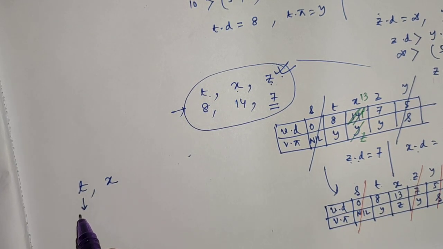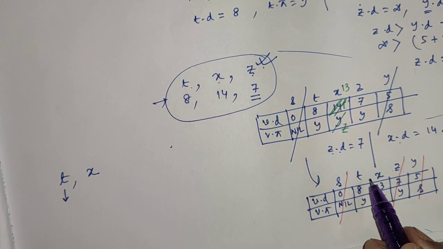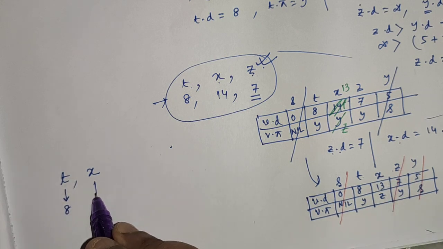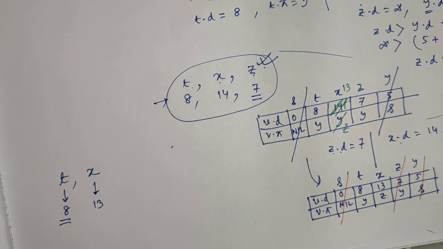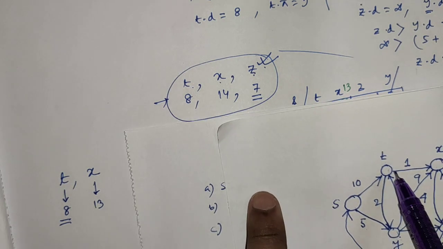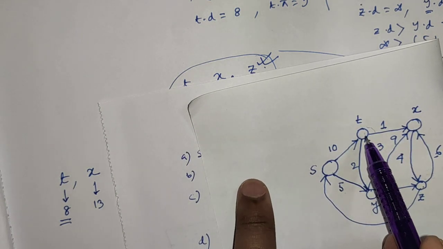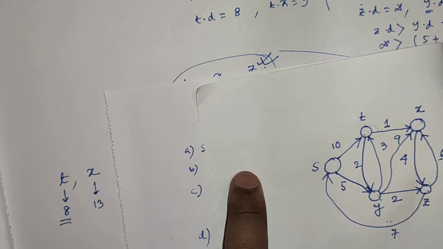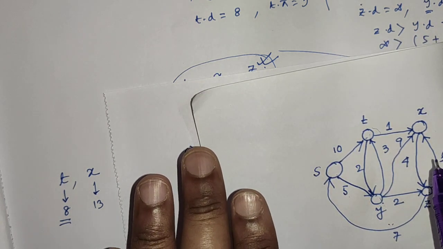What is the d value of t? The d value of t was 8. What is the d value of x? The d value of x is 13. Which one is the minimum? The minimum one is t. So now you have to explore t. Explore t means you have to identify its adjacent, that is adjacent of t, and apply the relaxation from t to that adjacent if possible.